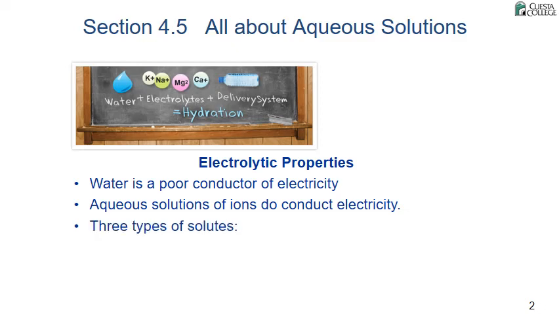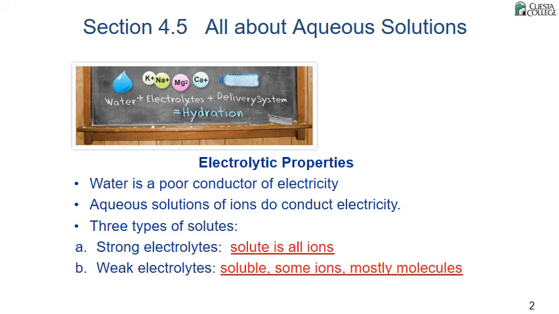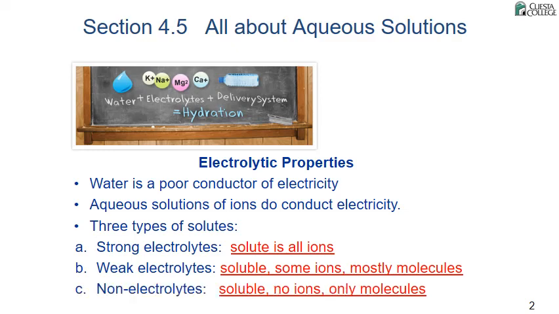There are three types of solutes that can be present in aqueous solutions. One type is called a strong electrolyte. In a strong electrolyte, the solute is all ions. Nothing is in a molecular or other form. Everything that dissolves, ions. A second type is a weak electrolyte. Weak electrolytes are soluble. They form some ions, but whatever is dissolving stays mostly intact as molecules. And then a non-electrolyte is something that dissolves in water, but doesn't make any ions whatsoever. The molecules stay intact as individual molecules when they dissociate from the solid and dissolve in water.